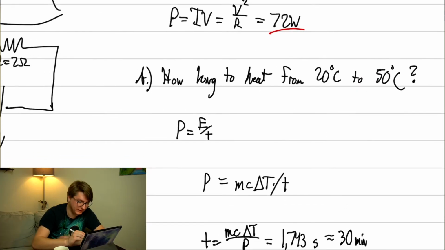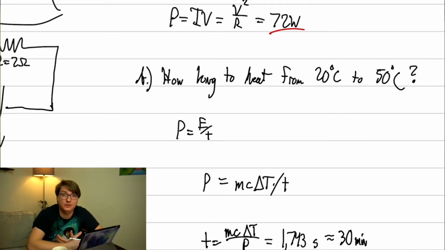So how long does it take to heat this water from 20 degrees Celsius to 50 degrees Celsius? Mind you, 50 degrees is kind of lukewarm. Boiling is 100 degrees Celsius. This is about room temperature. So how long is that going to take with this little resistor?